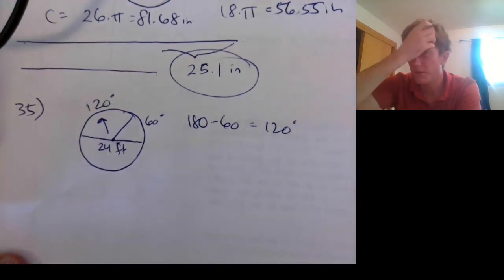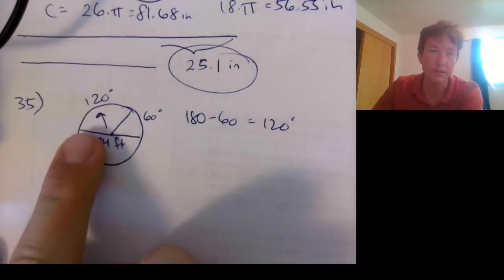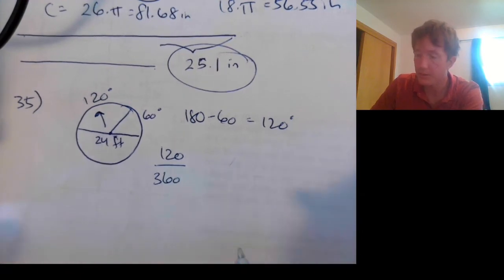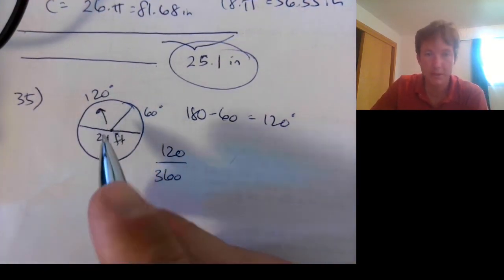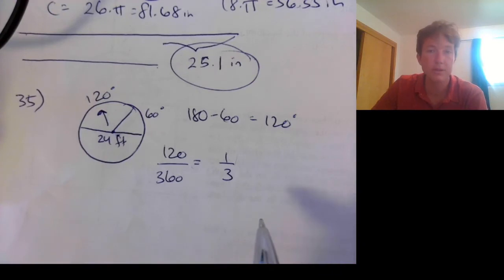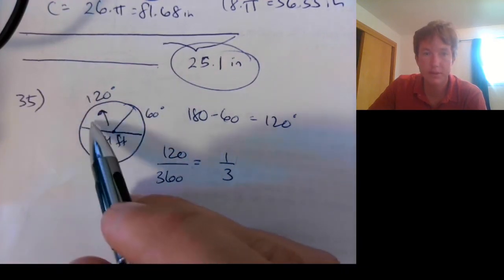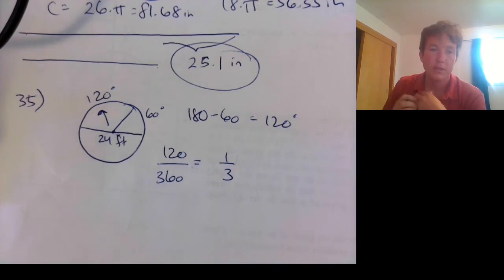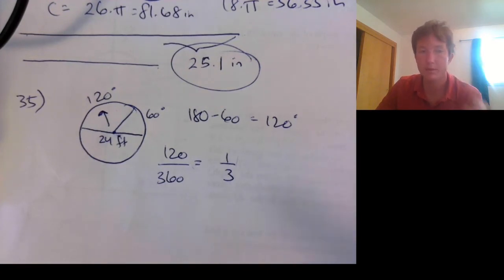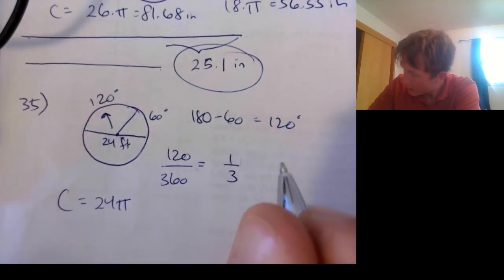The next thing I need to figure out is how much of the circle is 120 degrees. There are 360 degrees total in the circle. This little section is 120 degrees. If I simplify this, I can see that this little section is 1/3 of the entire circle. To find the length of this, I just need to do the circumference times a third, or the circumference divided by 3. So let's get that circumference. Circumference is 24 pi, and it wants us to leave it in terms of pi.